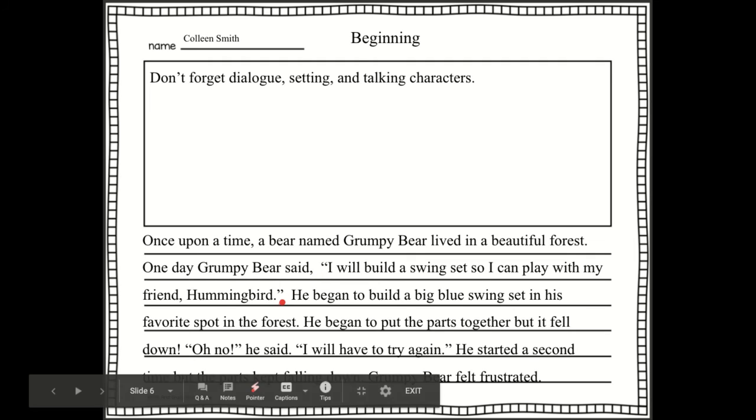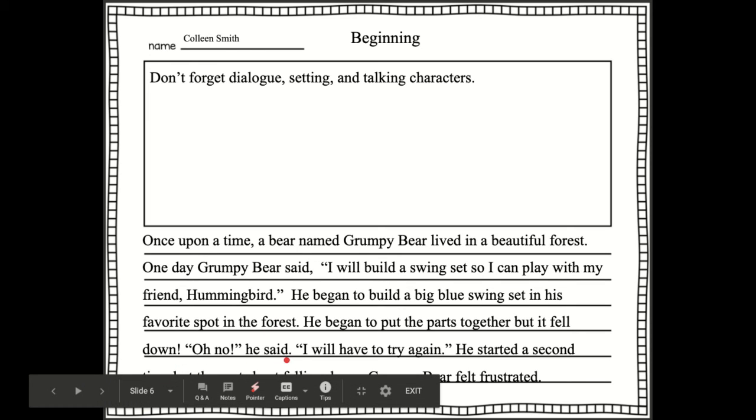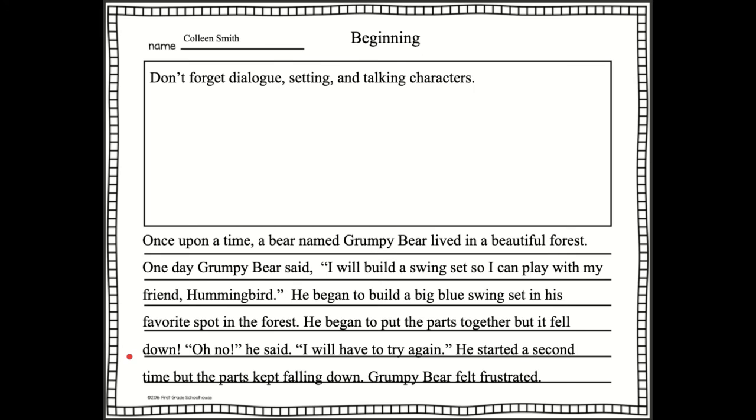All right, let's keep going. So he decided to build a swing set. He began to build a big blue swing set in his favorite spot in the forest. He began to put the parts together, but it fell down. "Oh no," he said. "I will have to try again." So here we have more talking, and I made sure to include my quotation marks. He started a second time, but the parts kept falling down. Grumpy Bear felt frustrated. I also included how my character was feeling.